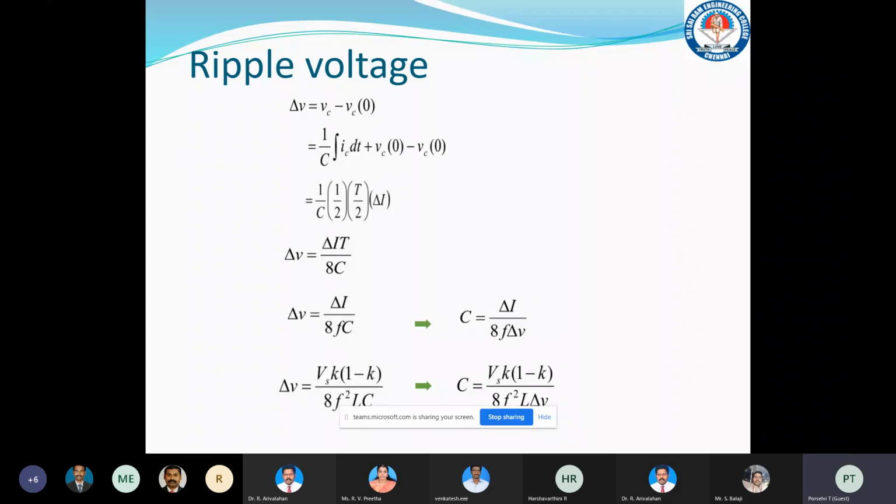They will also mention the ripple, this much of delta V and delta I, after simulating the circuit which we have designed in MATLAB. So if you do that, we'll check whether the design parameters are up to the expectation.